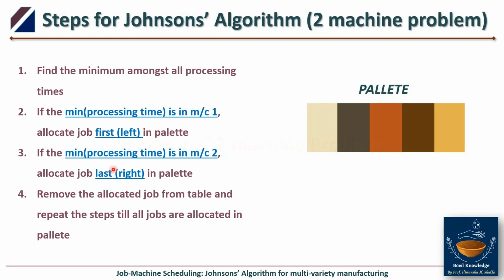So first, there are the steps of Johnson's algorithm. Before that, you see on the right side a pallet is there. In this pallet we decide the sequence in which the jobs will enter. And for timings, we make a separate table. So there are 2 things to be prepared in Johnson's algorithm. One is this pallet, which will give you the sequence. We will see in the forthcoming slides how this pallet provides us the sequence. And after this pallet, we assign the timings for every job.